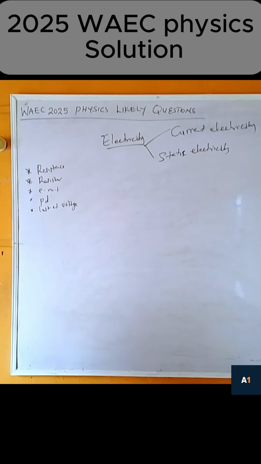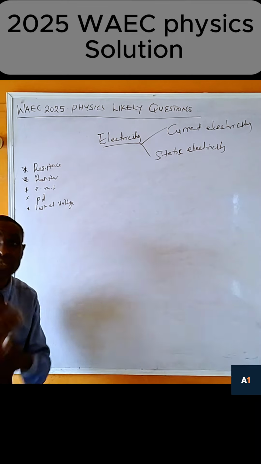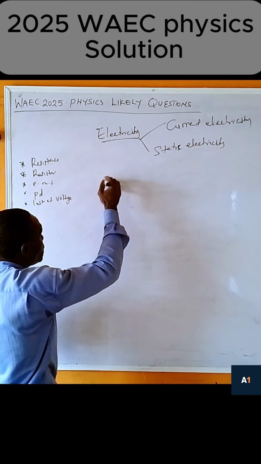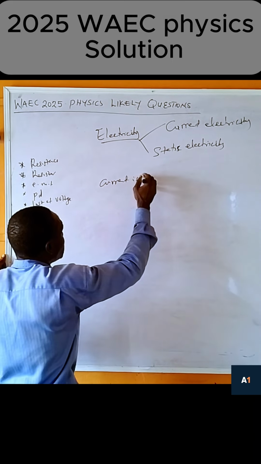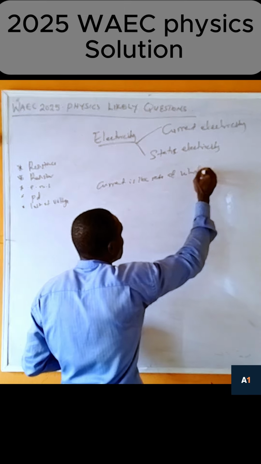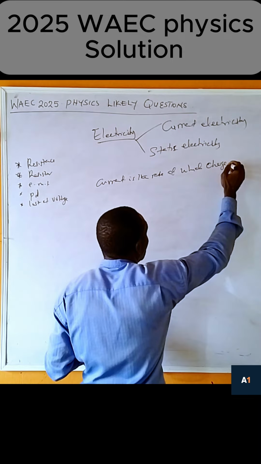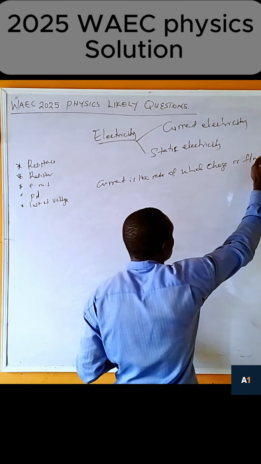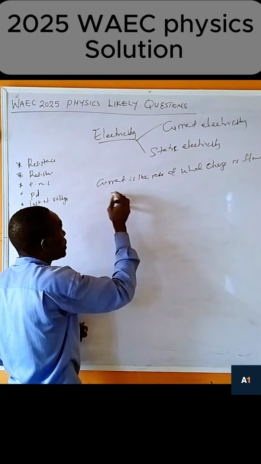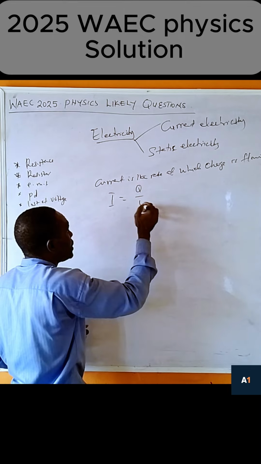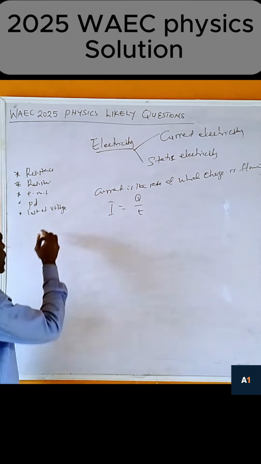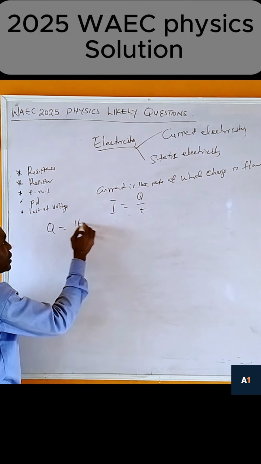Now, what is current? Current is the rate at which charge is flowing, or charge per unit time. So current, denoted by I, equals Q over T. From here, the charge Q is equal to IT.